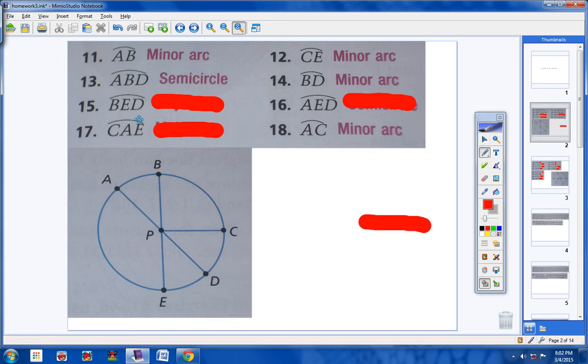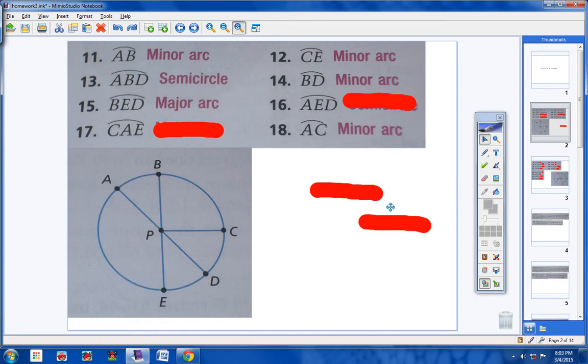Number 15, BED. Well, we go from B to E, then to D, in order of the letters. B to E to D. Well, that is greater than a semicircle because this is a semicircle right here, and you go past the semicircle. Okay? So that is what we call a major arc.